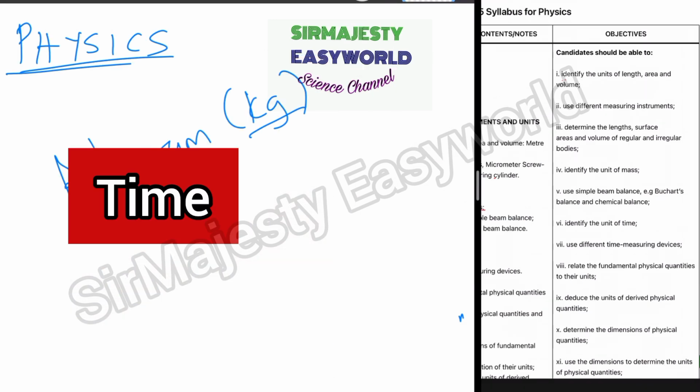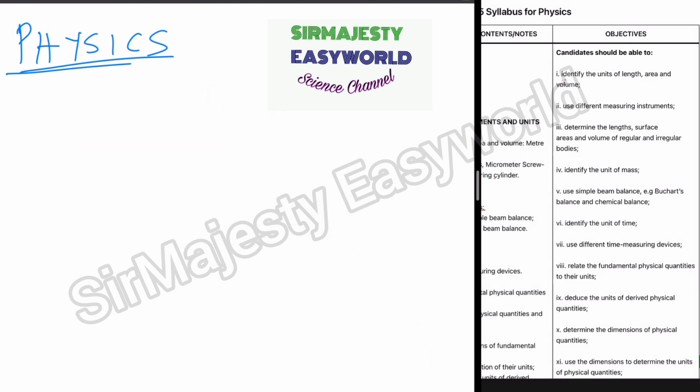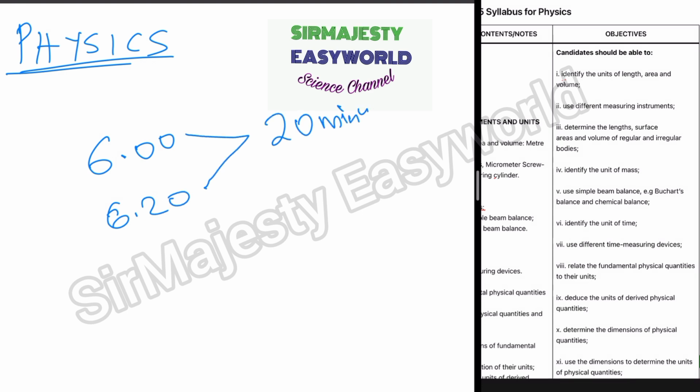Now, time. What exactly is time? Time is the interval between two things. Time is not just a measurement of the time of the day, the period of the day it is, no. If something starts happening by 6 o'clock and finishes by 6:20, the time taken is, you subtract these two and you're getting 20 minutes. That's why you usually call it time interval, not just time.